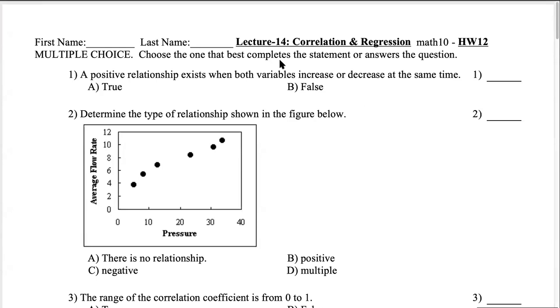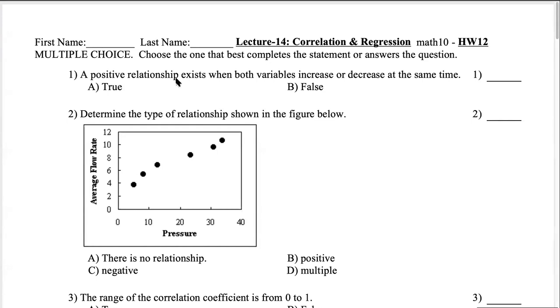So when we are trying to study the correlation, that's like a two-dimensional study. You will see the homework questions here are relatively simpler than the other ones we have so far. Question number 1: A positive relationship exists when both variables increase or decrease at the same time. That's what we mentioned in class.